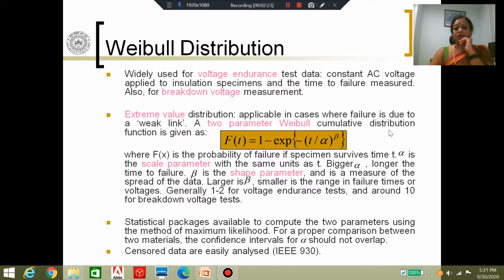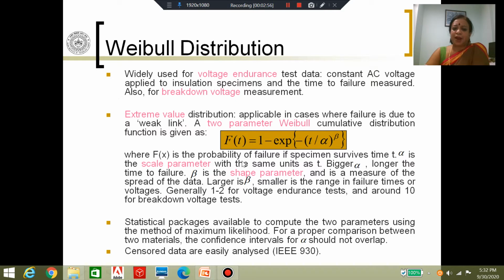The Weibull cumulative distribution function is given as F(t) = 1 minus exponential to the power minus (t/alpha) to the power beta, where F(t) is the probability of failure if the specimen survives time t. So for time t, it hasn't failed, and then beyond time t, it fails. So F(t) is the cumulative probability distribution associated with the time interval t.